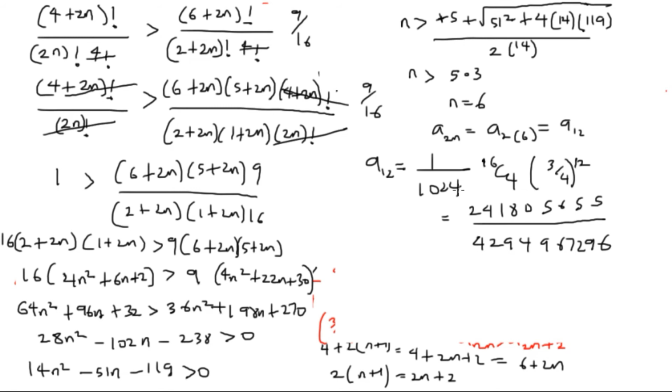So don't forget we had 2n plus 4. That's how we got to the 16 combination 4. Now 2n is now 12. So 12 plus 4, that's of course 16. So that's how we have 16 at that point. So that's it. So this is the greatest coefficient of that particular binomial.